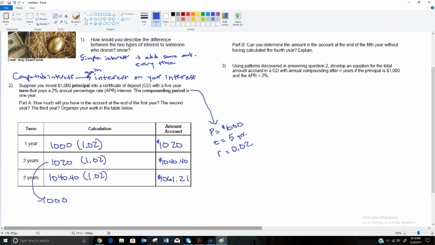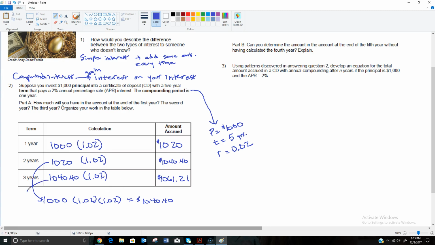if I wanted to, I could have taken 1,000 times 1.02 and then taken it times 1.02 again. 1,000 times 1.02 times 1.02 would get you $1,040.40. So each time, yes, we were taking the result, but we didn't have to stop at the result. And what we're essentially doing is each time just multiplying it by 1.02 one more time.